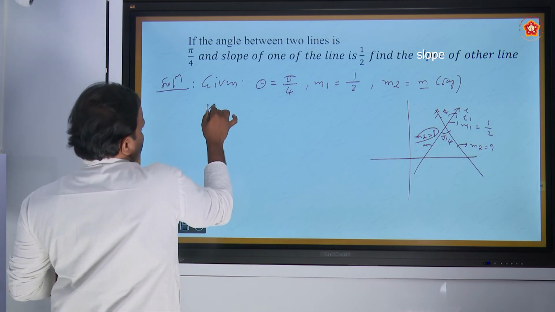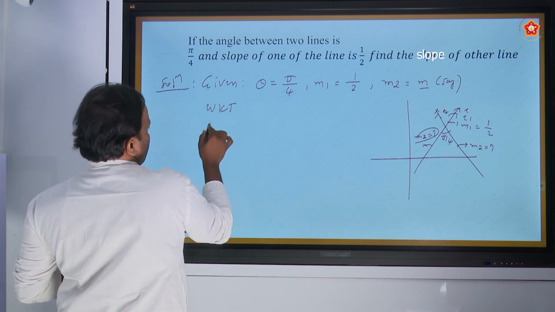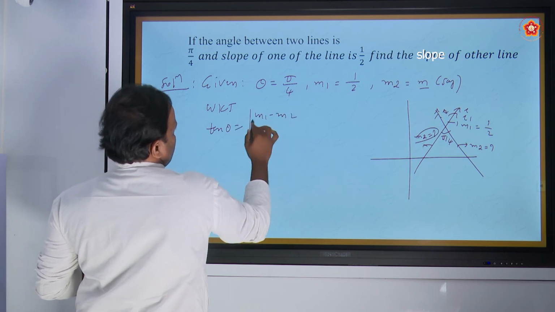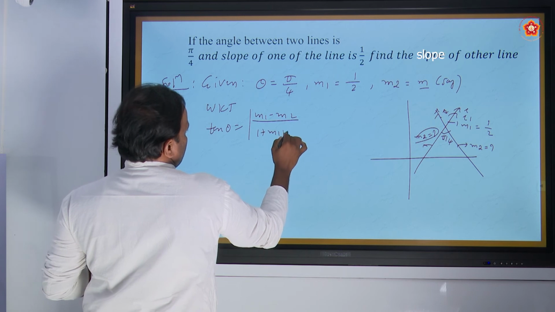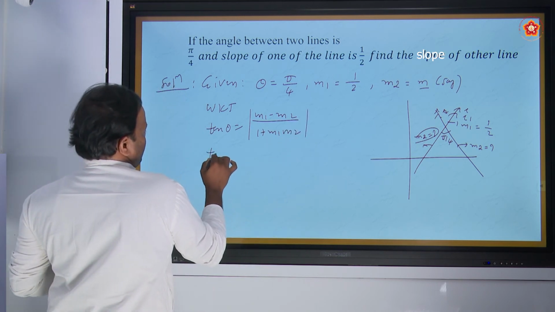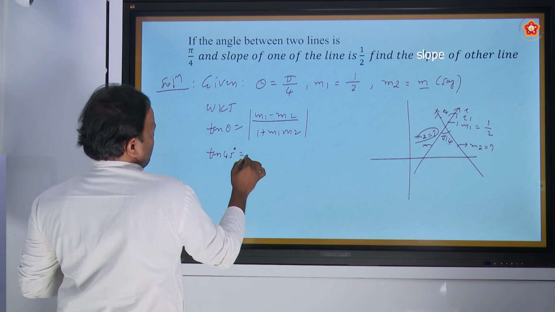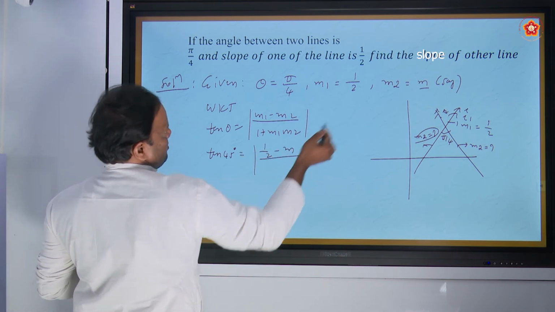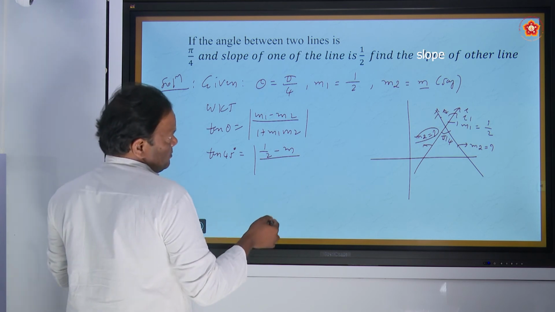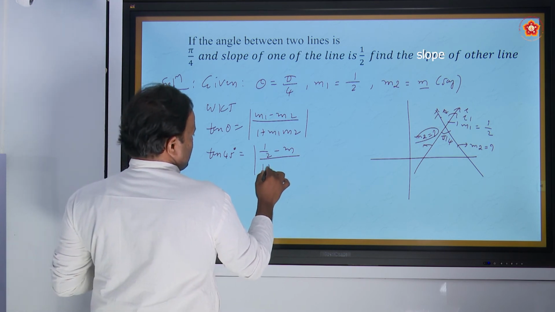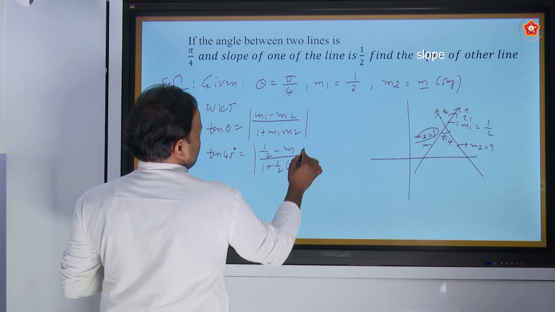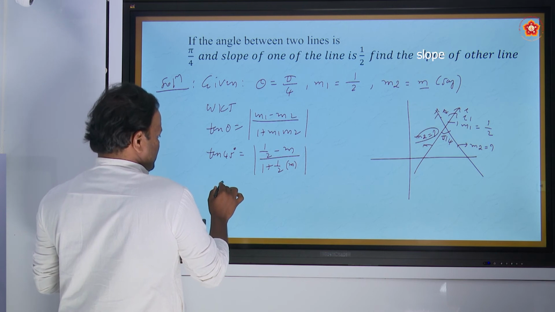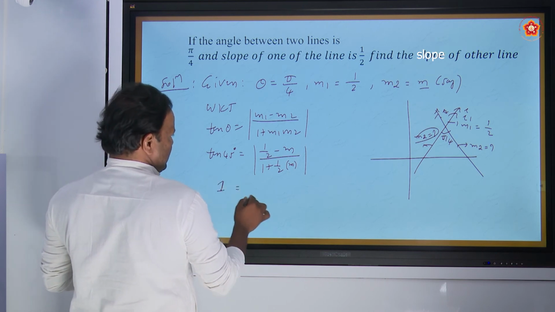How do we know that? If theta is the angle between the lines and the slopes are given, we know that tan theta is equal to modulus of (m1 minus m2) divided by (1 plus m1 into m2). Tan theta, that is tan 45 degrees, is equal to mod of, what is m1? 1/2. m2 is nothing but m, the slope of the other line, over 1 plus 1/2 into m. Correct? We know tan 45 is nothing but 1.